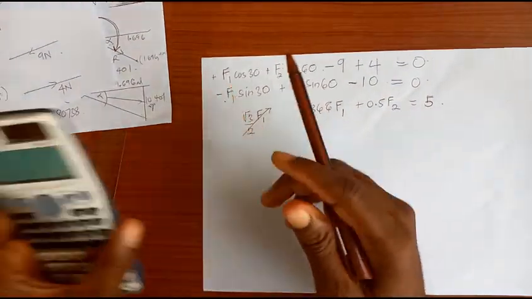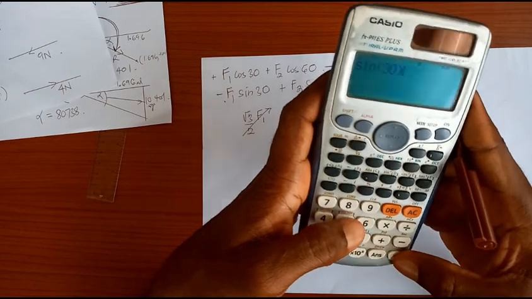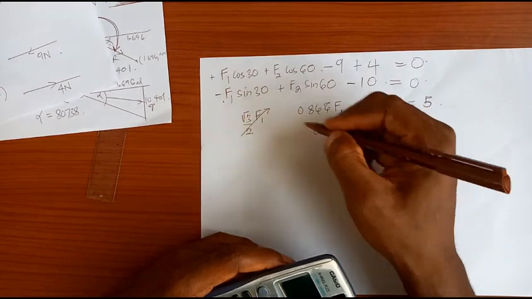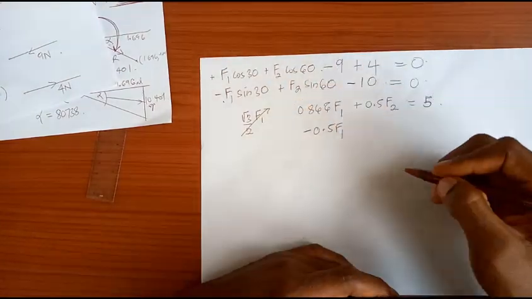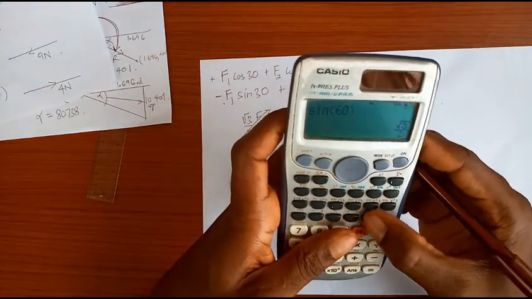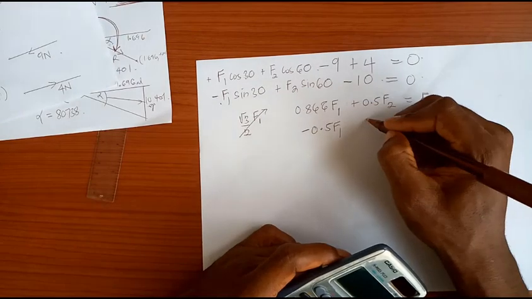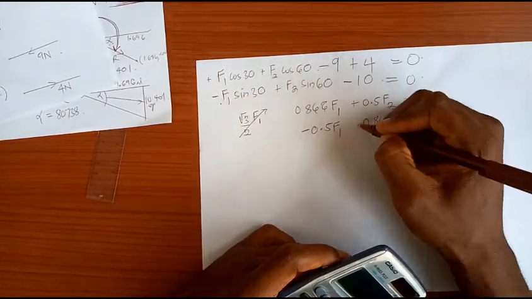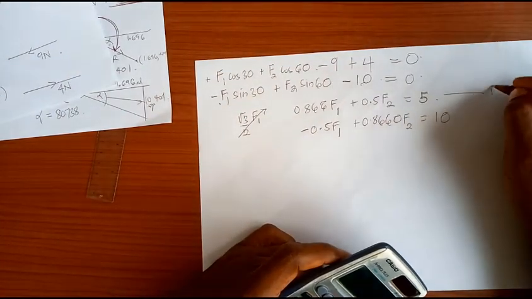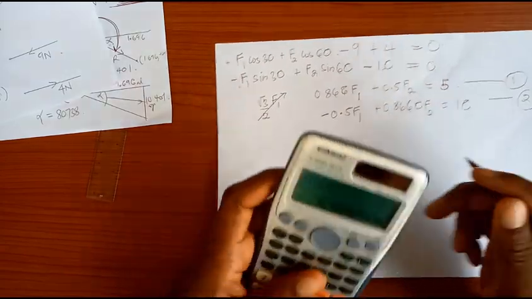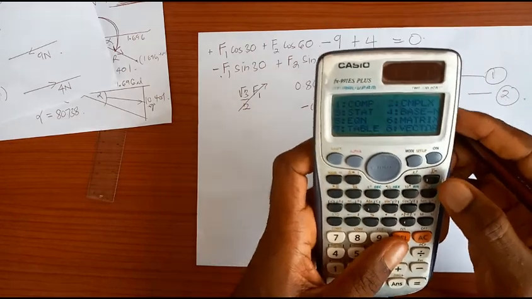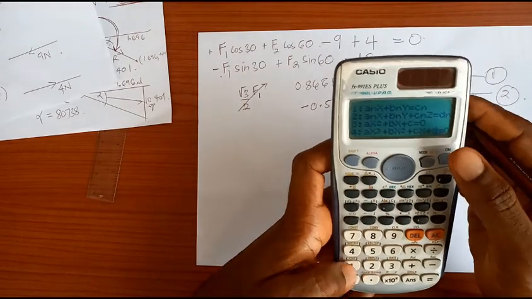Then we come to our sine of 30. Sine 30 gives us 0.5. So I have 0.5 F1, but remember it's negative. Then I come to sine of 60. That's 0.866, positive F2. We send this across, we get 10. So this is my first equation, and this is my second equation. So let's go to simultaneous equations.